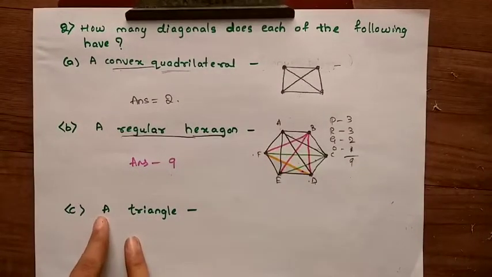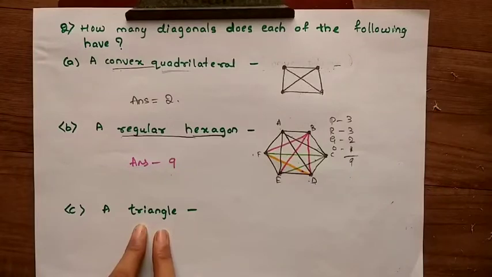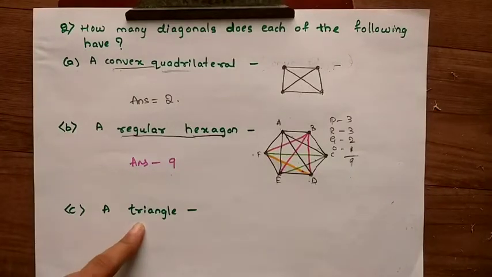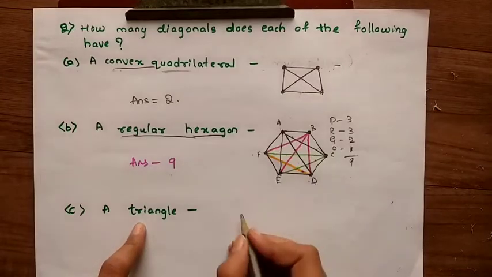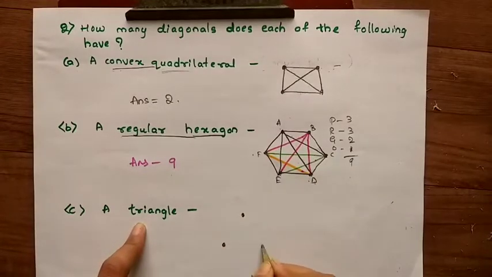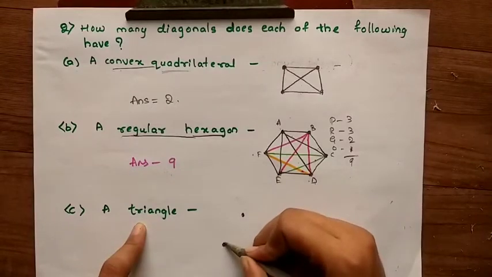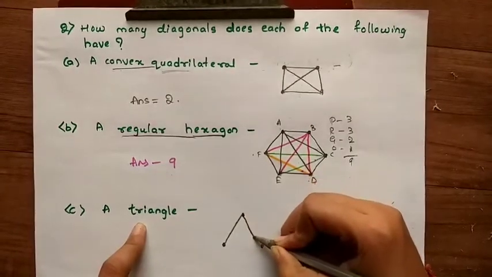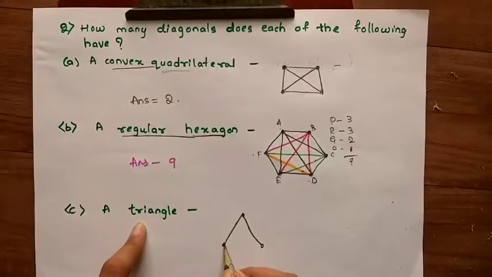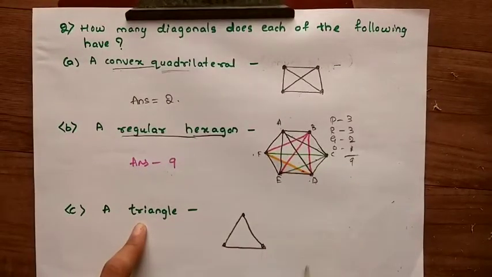The third question is a triangle. Here we have to show how many diagonals are there in a triangle. For solving a triangle, we need 3 vertices. So draw the 3 vertices. These are the 3 vertices. Now join the vertices here. When we join the vertices, it forms a triangle.